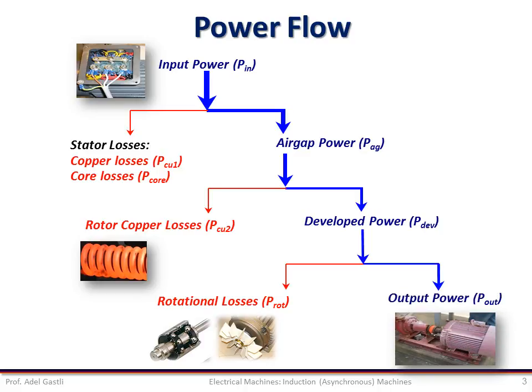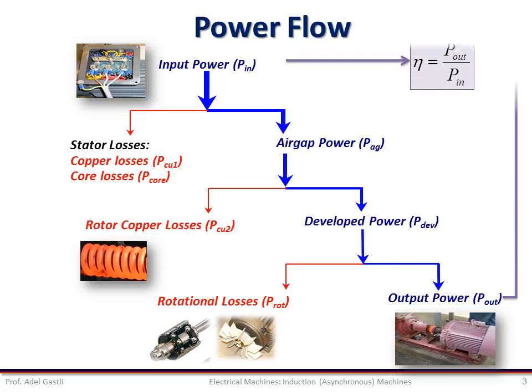Finally, the remaining power that is received by the mechanical load is the output power P out. So the efficiency of the machine is the ratio of the output power received by the mechanical load over the input power consumed by the motor from the electric source.